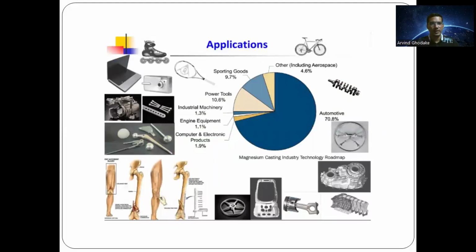In applications of magnesium alloys: sporting goods, power tools, industrial machineries, engine components, computer and electronic products, then others including aerospace applications, automotive applications, magnesium casting industry, road maps, automobile parts, then human body parts, operation instruments, or various rods or joints inside the human body. These are the applications of magnesium and its alloys.